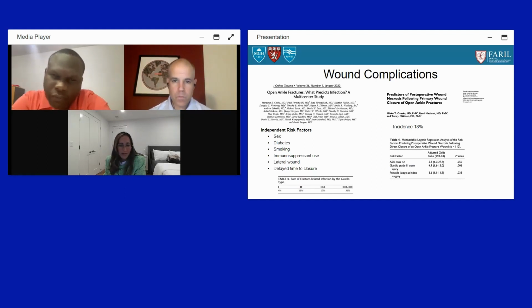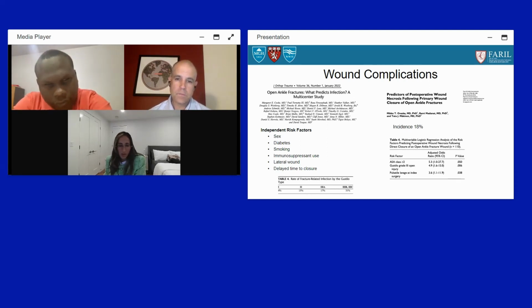So who has wound complications in patients with open fractures? What are the patients that have independent risk factors for these? This is a multicenter study that included 16 centers, and they included about 1,000 patients with open fractures. They found that being a male.